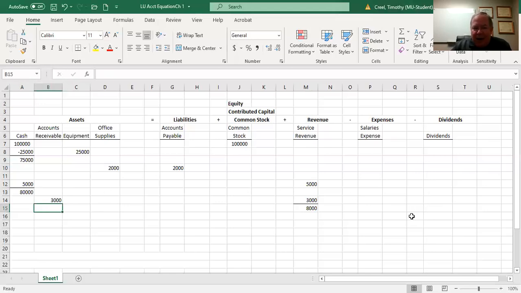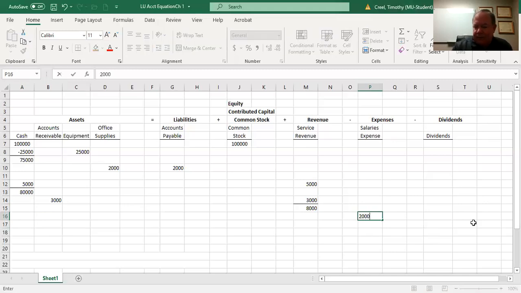Let's go ahead and pay our employees. Let's go ahead and pay an expense. So let's say that we're going to pay our employees, and it's going to be under salaries expense. Let's say we're going to pay them $2,000. And so that's basically going to come out of cash. So we're going to reduce cash by it.